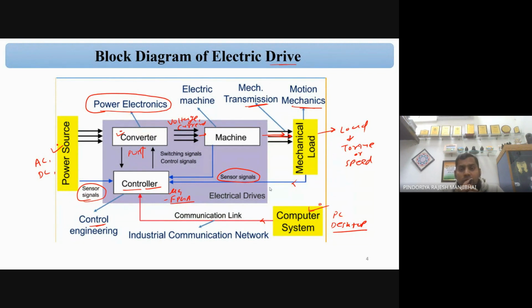Any confusion, students, for this diagram? This is a fundamental block diagram of electrical drives, so we should understand it very well. Then we can go ahead. Any confusion, students? Any query for this block diagram?